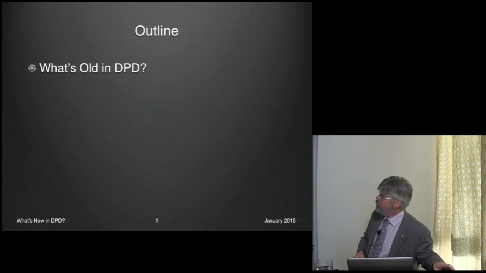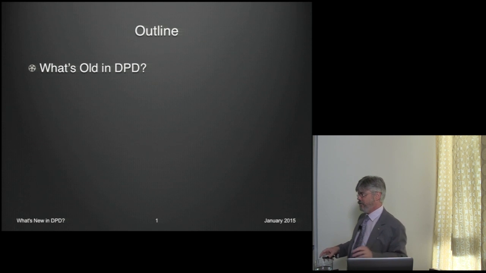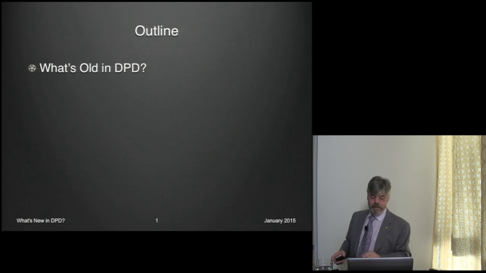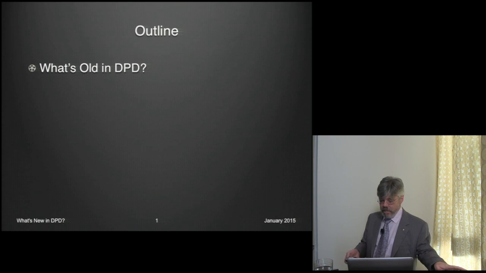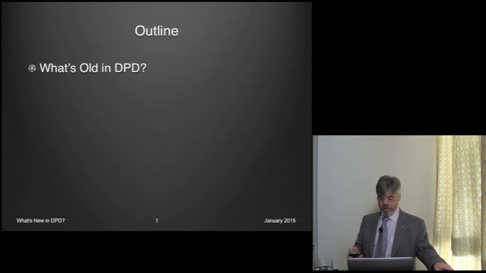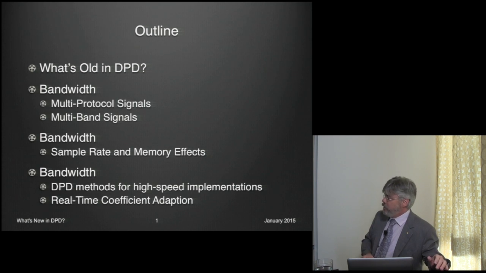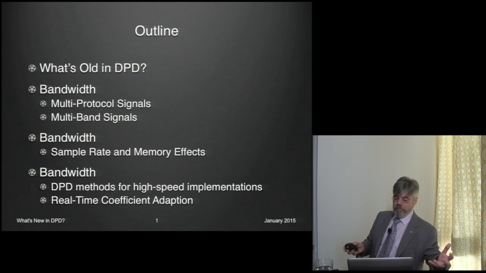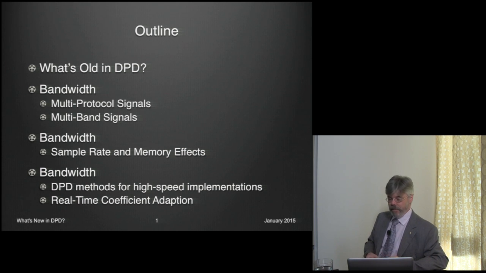I thought I really ought to start with what's old in digital predistortion, so at least we're all on the same page and you can see where we're going. So we'll start with a little bit of a recap on what DPD is, and then some areas where we're going to improve. And what's new in DPD, the challenges that I see, are really bandwidth. We're now seeing multi-protocol signals, multi-band signals, and that's quite challenging, not just for the predistortion, but for the PA design and the whole transmitter.